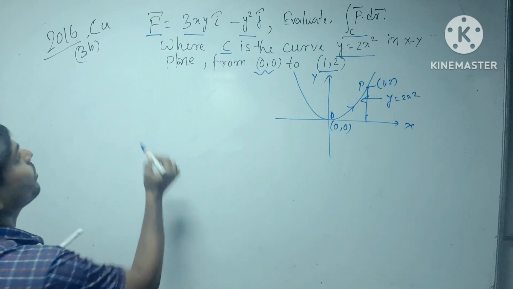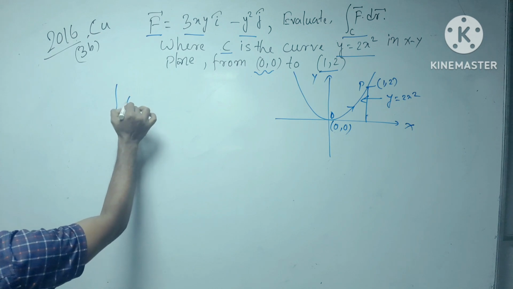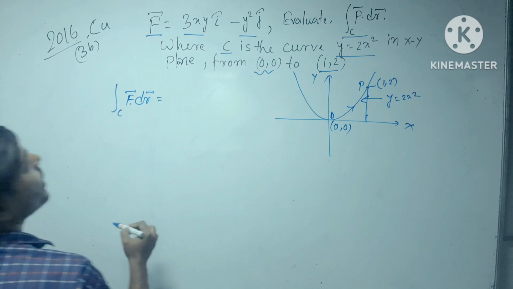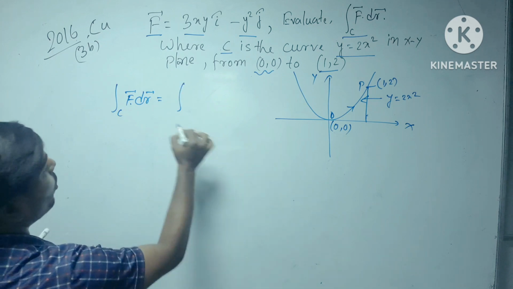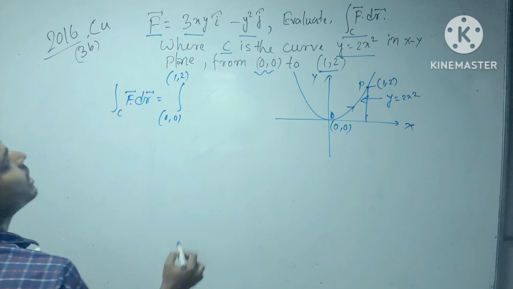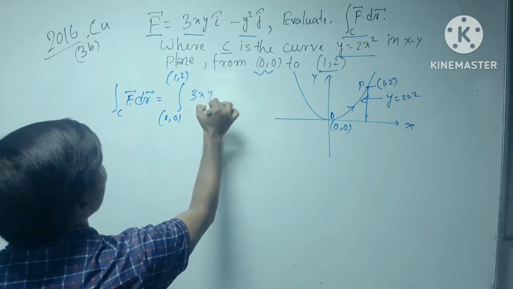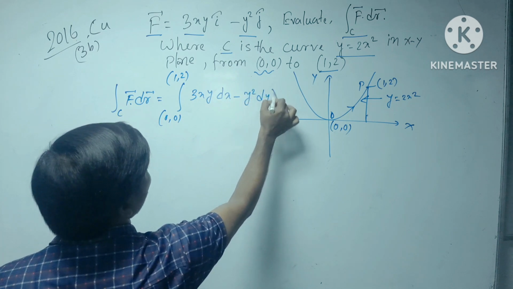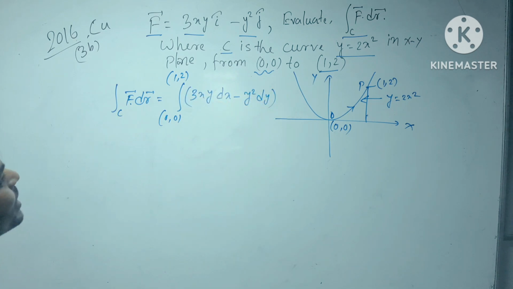Very simple, you can understand. So integration is f dot dr, which is basically integration from 0 0 to 1 2 of 3xy dx minus y square dy. f dot dr, simple things.